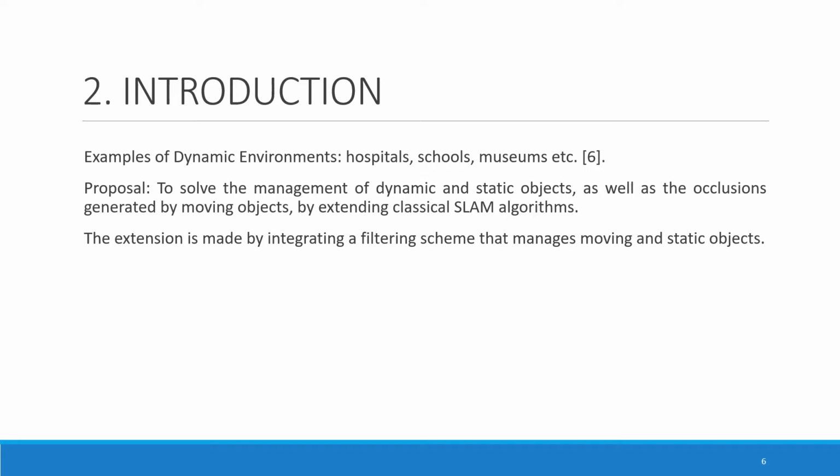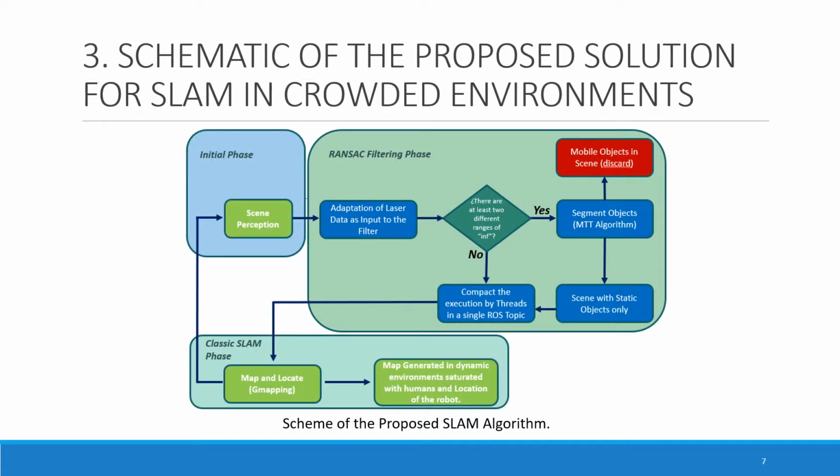In this work, we propose a robust and flexible approach for SLAM algorithms to perform better in human-populated environments by integrating a filtering scheme that manages moving and static objects. A classic SLAM algorithm follows the process marked with the green blocks. We extended it with the modules between the perception of scenes and the application for SLAM algorithm, as shown with blue, dark green, and red blocks. The added modules solve the management of the input data and the occlusions generated by dynamic objects.